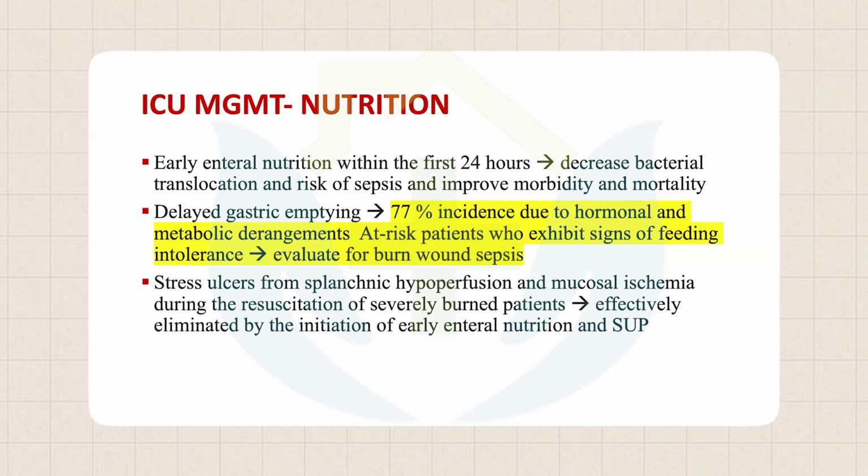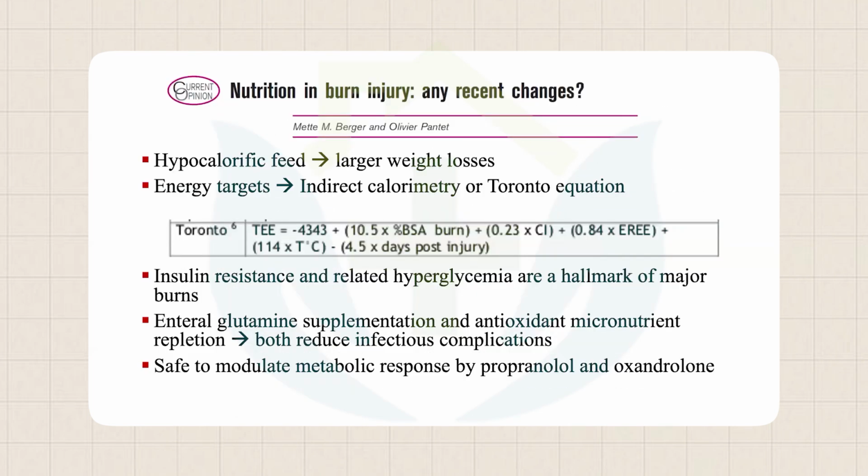One is known as the Curling's ulcer, the previous one, and the stress ulcer is known as the Cushing's ulcer. This was taught previously in our MBBS days, but Curling's ulcer and Cushing's ulcer is what is seen. And recently there has not been much of a change.